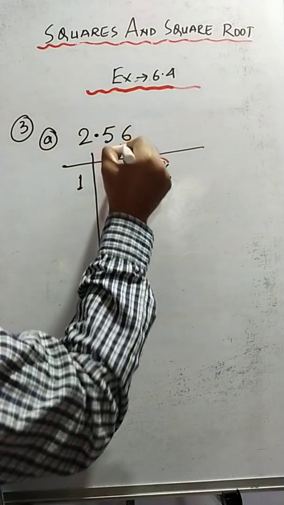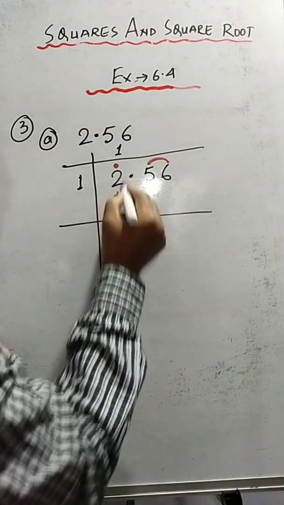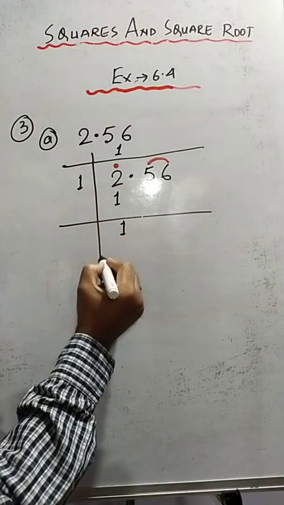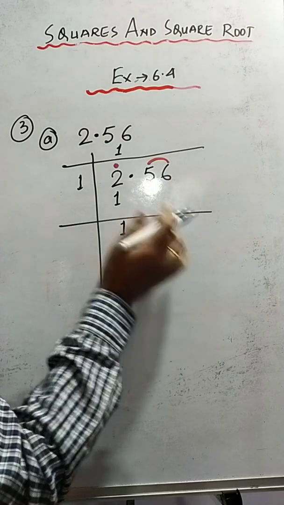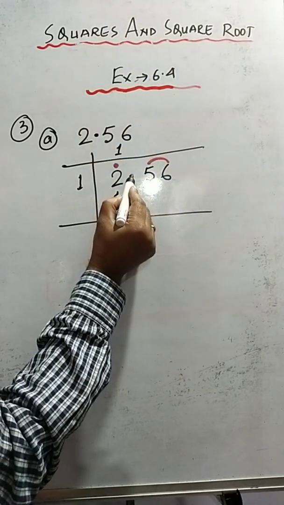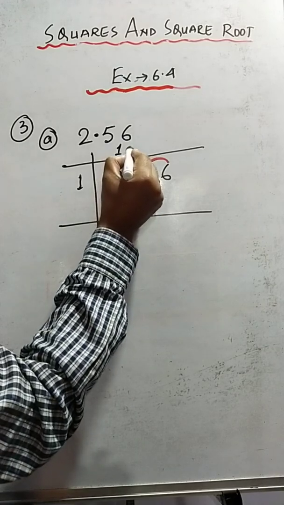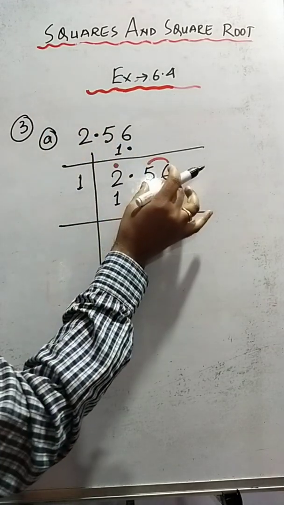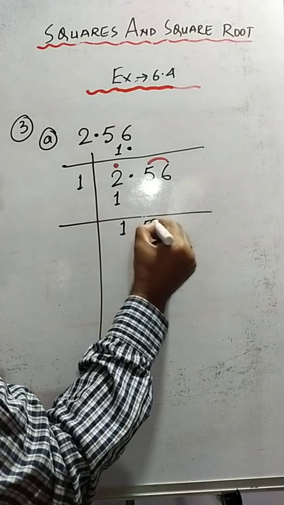1 1s are 1. Now we'll subtract. 2 minus 1 is 1. Now, before we bring these two numbers here, there is one decimal, isn't it? So we have to remove this decimal. When we remove this decimal, we'll bring the decimal here. Okay, we'll write the decimal here. Now you bring these 2 digits, that is 56.